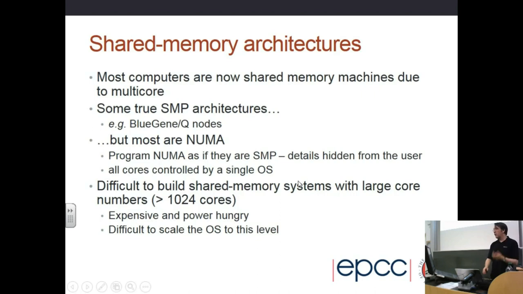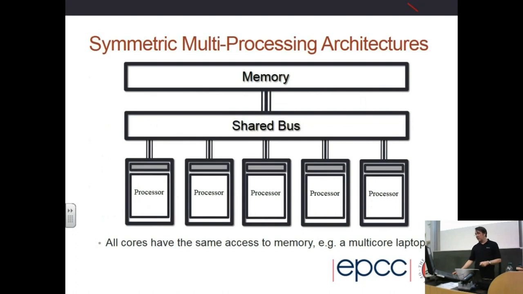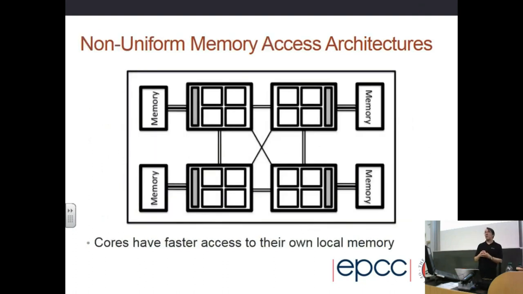So, shared memory architectures: most computers are now shared memory architectures due to multi-core. There are some true SMP machines where every core has symmetric access to the memory, but most modern architectures are NUMA, non-uniform memory access. You program the NUMA as if you're an SMP. Your conceptual model is a symmetric multiprocessor. The details are hidden from the user. But the important point is that all cores are controlled by a single OS. It doesn't matter if you have this architecture or this architecture. There's a single copy of the operating system which is responsible for managing all these cores.